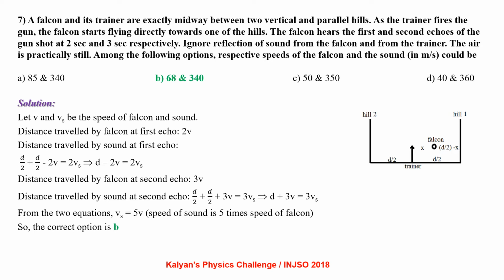Distance travelled by the falcon at the second echo is 3V. Distance travelled by sound at the second echo is d/2 + (d/2 + 3V), that is equal to 3Vs. That implies d + 3V = 3Vs. From the two equations we have Vs = 5V, that is speed of sound is 5 times speed of falcon, which is correct in option B.